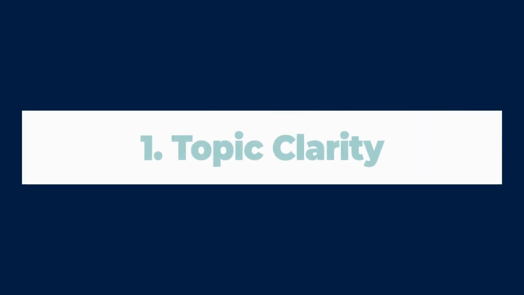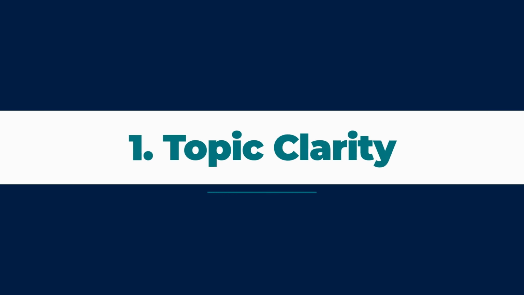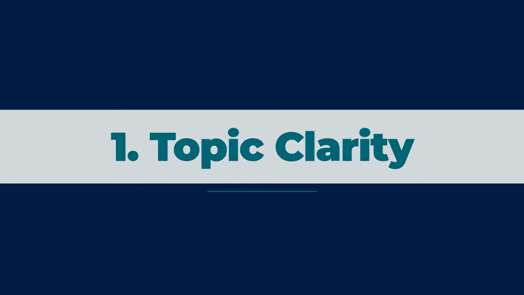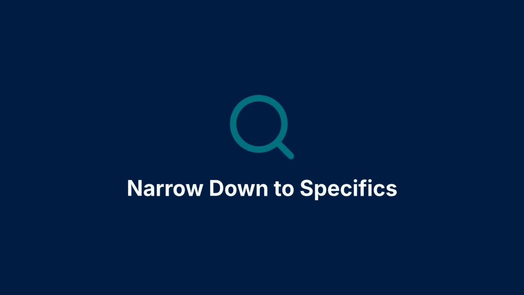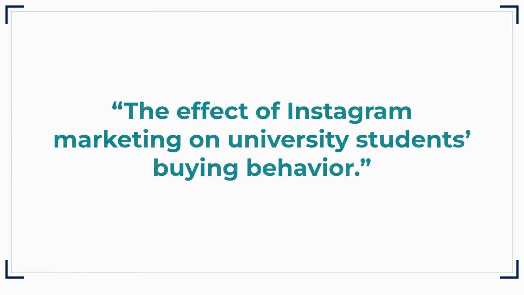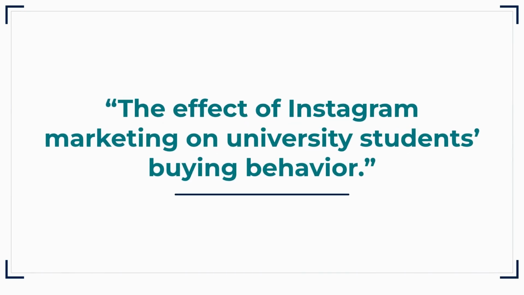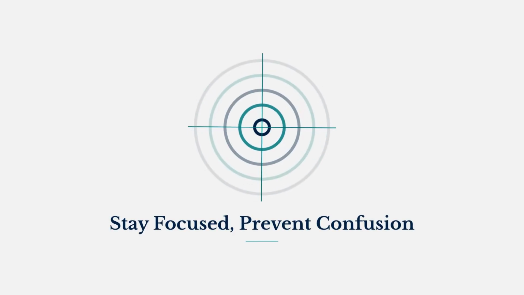Before writing a thesis, the most important thing is to be completely clear about what you want to study. For example, instead of choosing a broad topic like social media, you should narrow it down to something specific, such as the effect of Instagram marketing on university students' buying behavior. This clarity helps you stay focused and prevents confusion later.